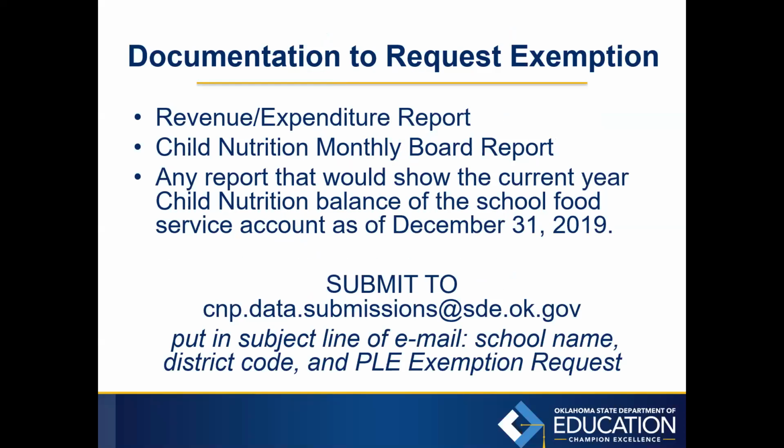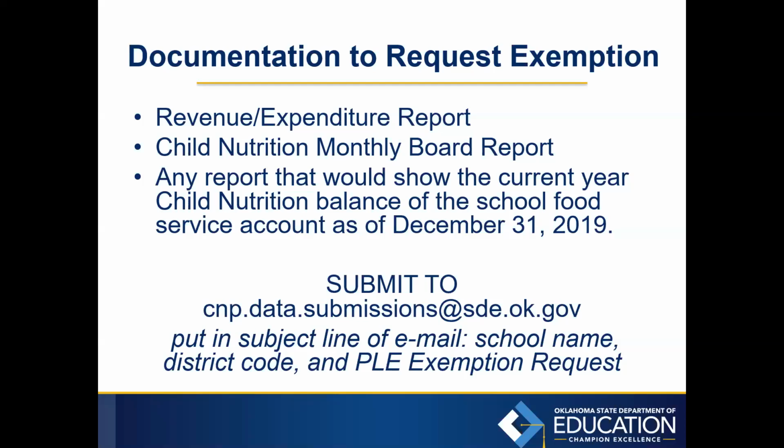So what documentation do we need here at the state office if you're going to apply for an exemption? We're going to need to see either your revenue expenditure report for your nonprofit food service account, maybe a monthly board report, or whatever report you can show us from your OCAS accounting system, but it has to be dated as of December 31st, 2019. If you've already sent us that, the girls have already put it in the file and have it ready to be approved.